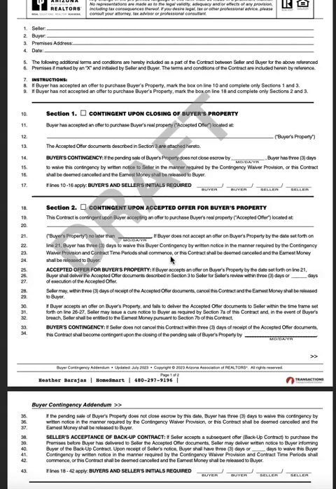Now, if we do have a buyer on the home, then we're still contingent on the sale of your home because you still need that money, but then we start working through different timelines of the contract. All right. So accepted offer for buyer's property. If a buyer accepts an offer on buyer's property by the date set forth on line 21, buyer shall deliver accepted offer documents described in section 3 to seller for seller's review within 3 days or X number of days if we choose to extend that timeline of execution of the accepted offer.